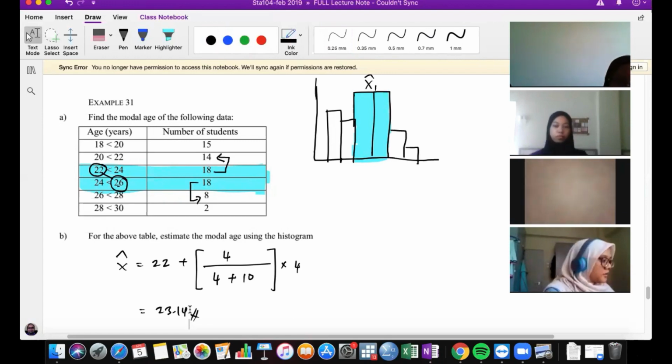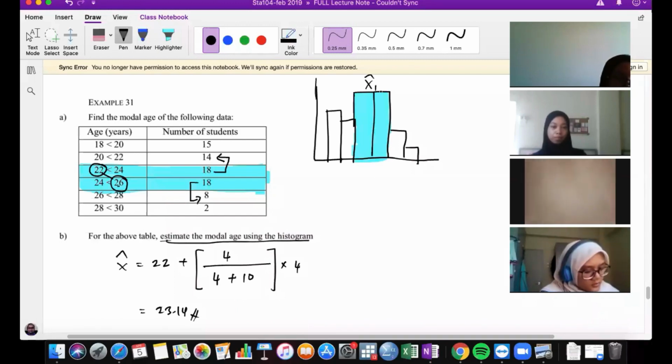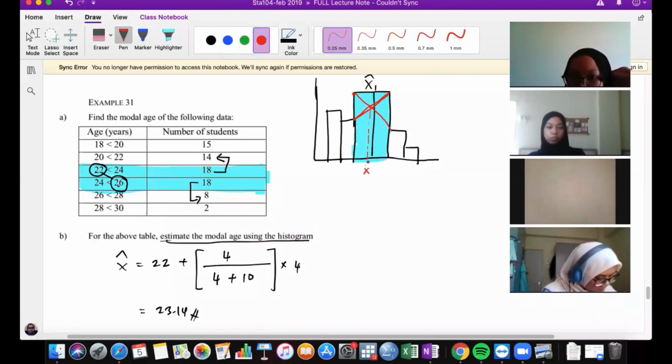For the above table, estimate the model class using a histogram. Same as before, this is the histogram. You need to draw the histogram in proper measurement scale. You need to connect these 2 points and these 2 points. The intersection between the lines is your mode.